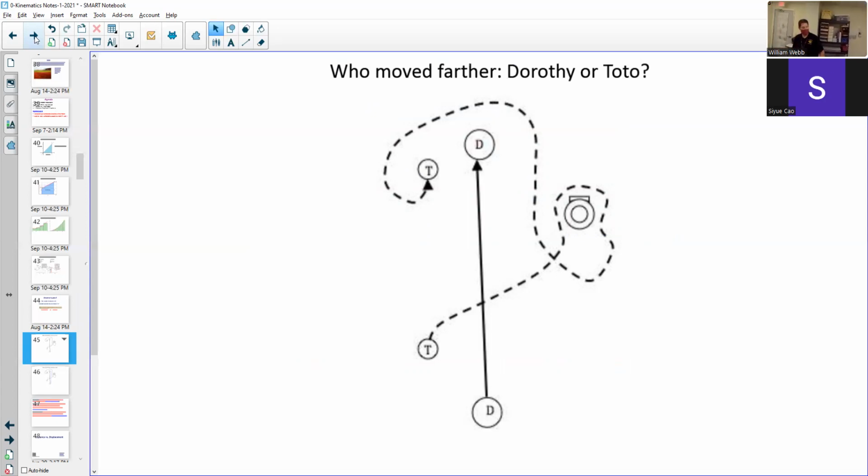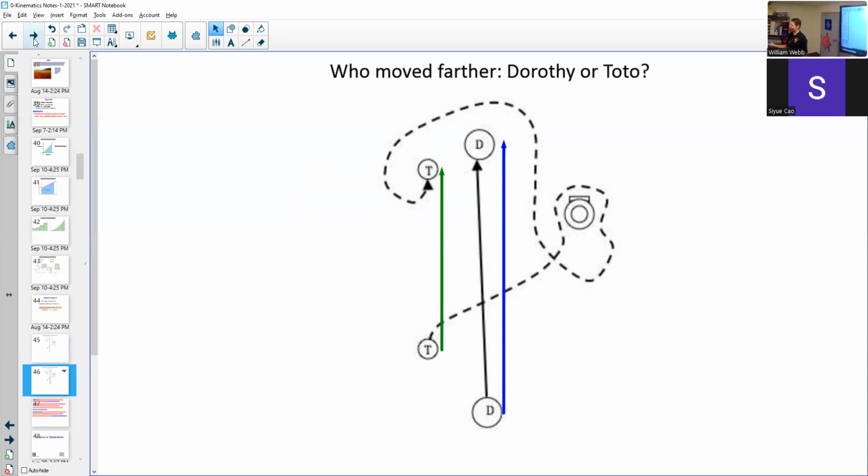I would say because of the wording, Dorothy is like who moved farther from like their initial thing. If you're saying who moved more, it would be Toto, but like who moved farther, Dorothy moved farther, technically. Yeah, so it kind of depends on what I mean by farther, right? Do I mean who had the longest path length? In that case, it would be Toto. But if I mean who's farther from where they started, it would be Dorothy, right?